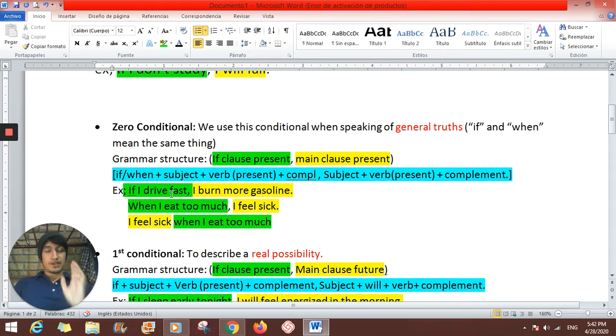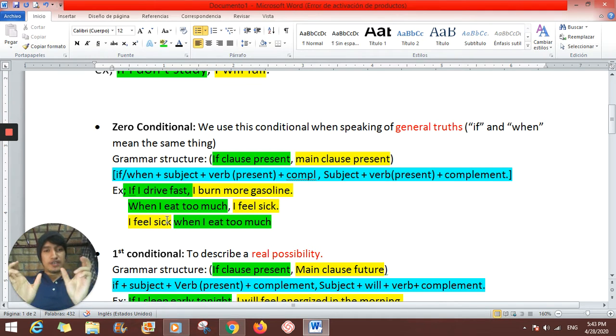Here's an example of the 0 conditional. Remember, when something is generally true. If I drive fast, I burn more gasoline. Okay? Drive, present. Burn, present. So present and present in both clauses. Another one, when I eat too much, I feel sick. Eat, present. Feel, present. Present in both. Don't forget, 0 conditional, present in both.